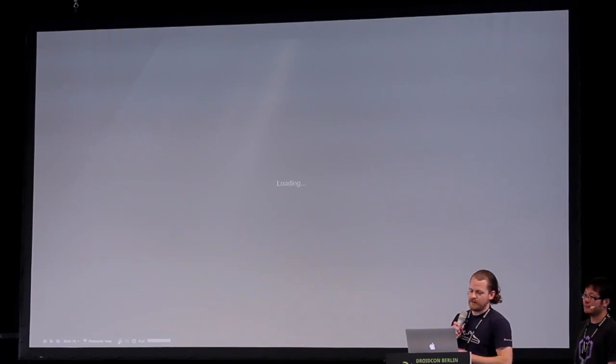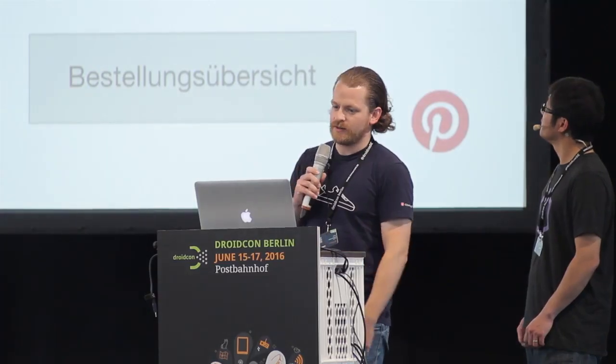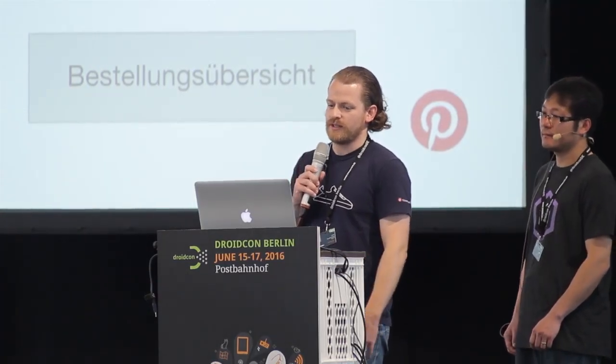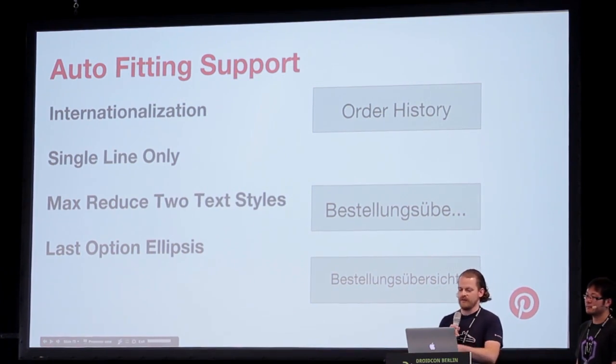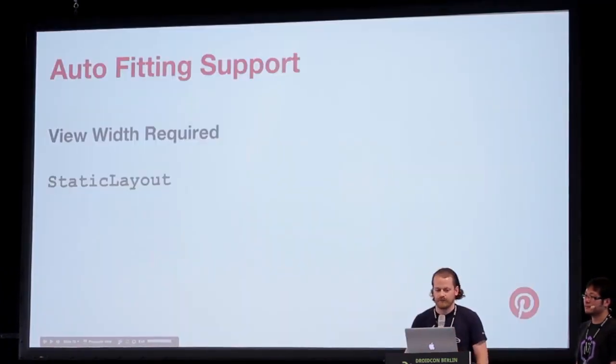So now that we have leading, tracking and word spacing support, auto-fitting support is left. Again, this is really important for internationalization and not having to deal with these small differences in the length of a particular word. Only works for single line. We reduce by a maximum of 2 sizes, so if we start at text large, we'll go down to a small at most and fall back on the ellipsis if it's really necessary.